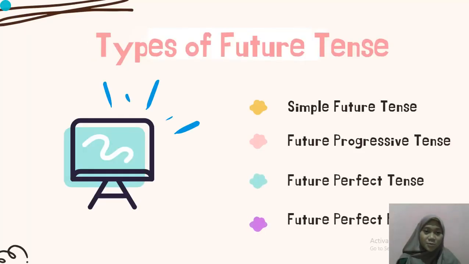Here are the types of future tense. There are 4 types of future tense. First is simple future tense, and the second is future progressive tense. The third, future perfect tense, and the last, future perfect progressive tense. Okay, we jump to the first.